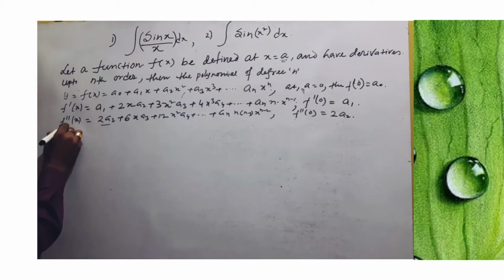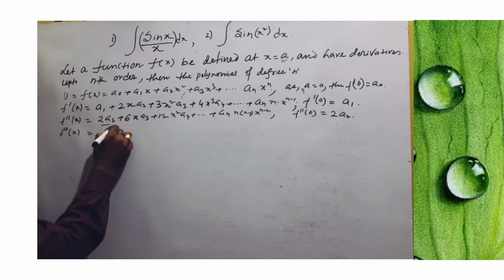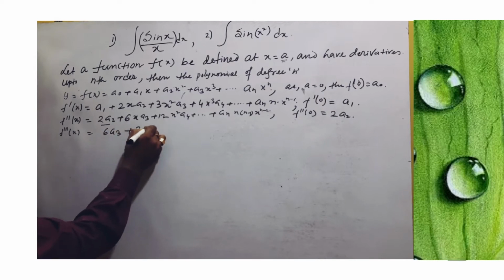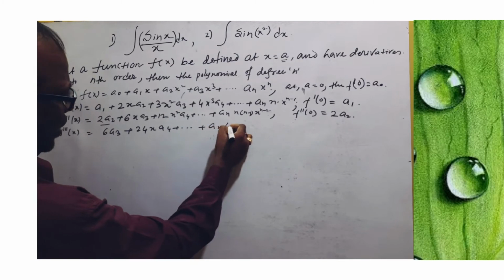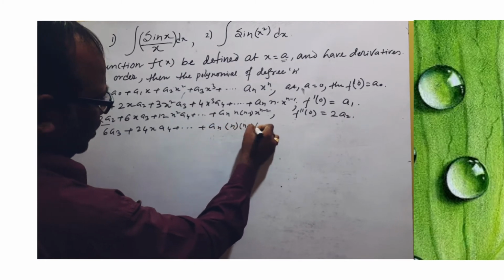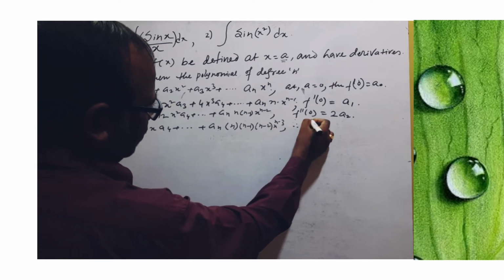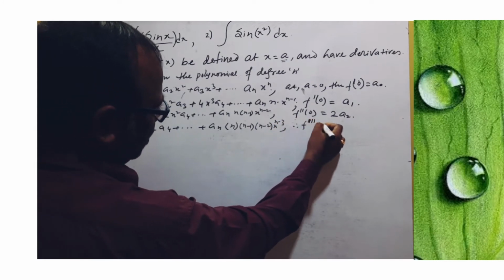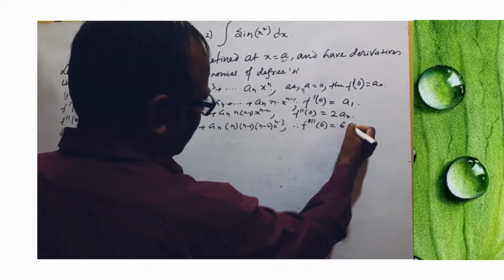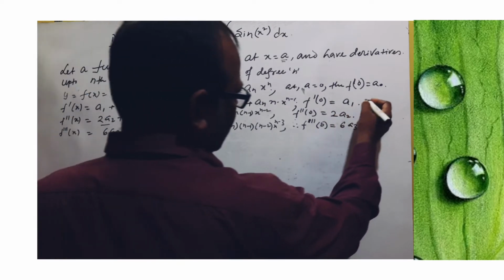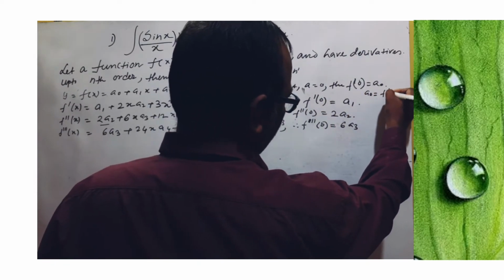Again differentiate, that is the third order, here we get 6 into a3 plus 24x a4, and the last term n into n minus 1 into n minus 2 into x to the power n minus 3. Therefore this is the third order derivative. At 0 it is 6 into a3. So from this we can easily write a naught is equal to f of 0.